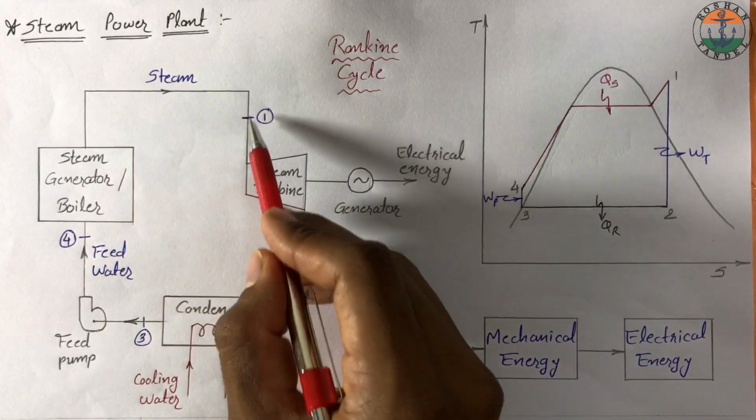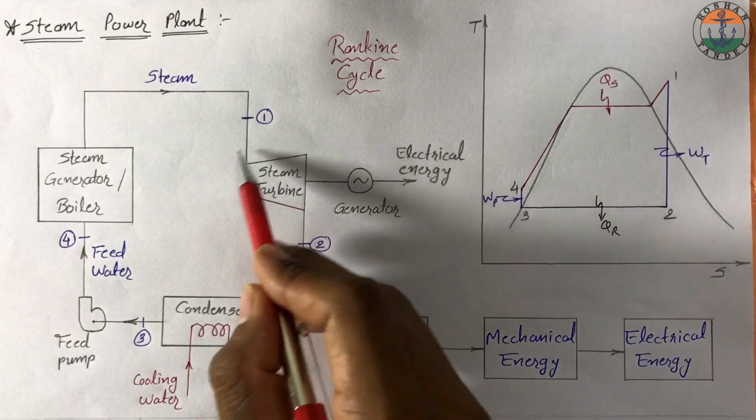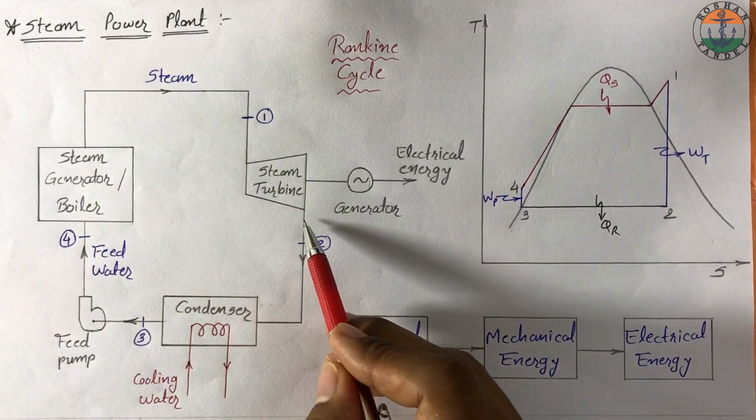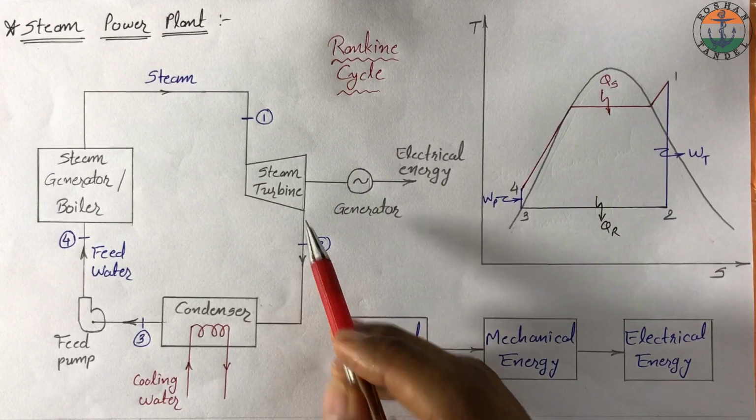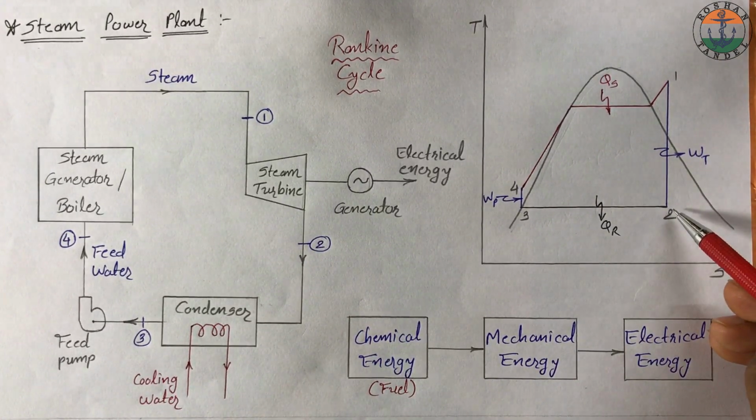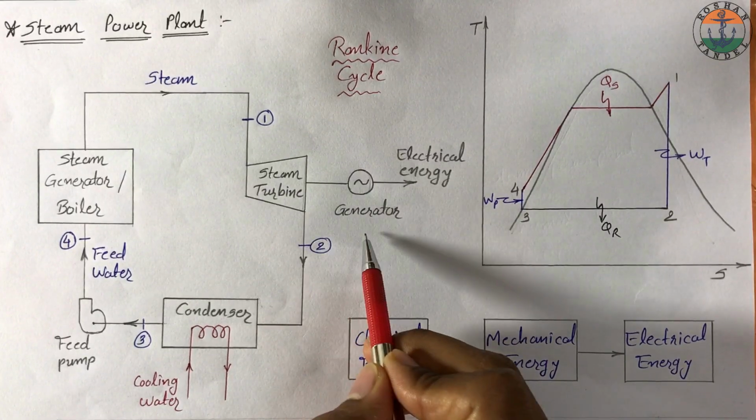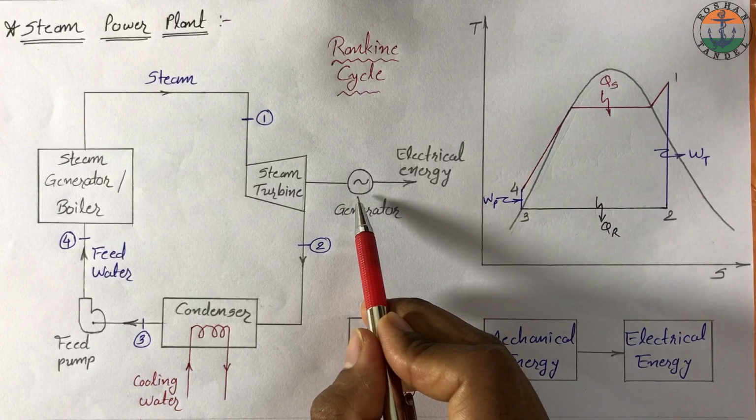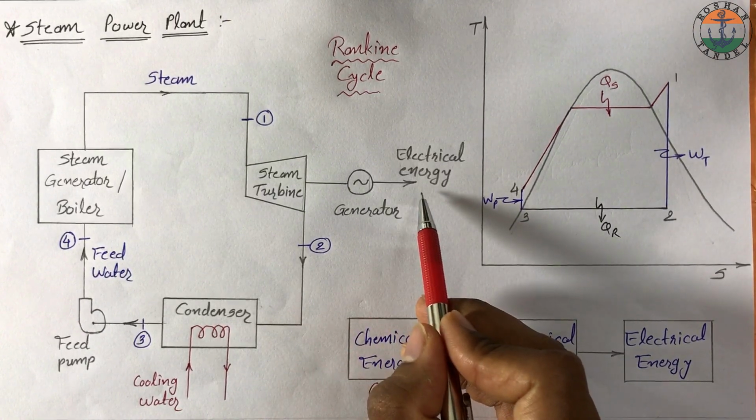This steam expands isentropically in the steam turbine and work is done. It is shown by the line 1 to 2 on the TS diagram. With the help of a generator, mechanical work is converted into electrical energy.